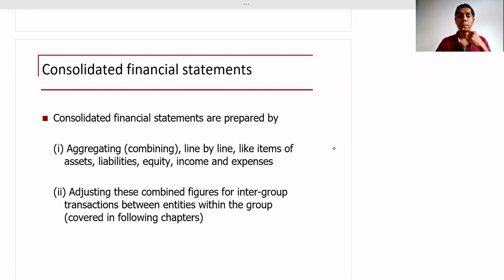A student is asking, do combined financial statements carry the same idea of consolidated financial statements? Yes. I mean, combine is the word that we use, but it has been given a specific name in SLFRS 10, that is consolidated financial statements.